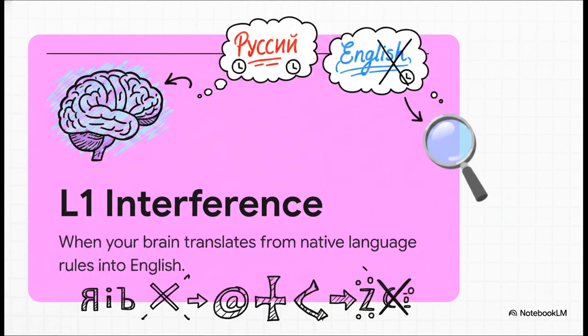Well, the reason we do this is because of something called L1 interference. This is literally when your brain tricks you by translating directly from the structural rules of your native language, your L1, into English. For example, Russian narrative often uses present forms to make past events sound really vivid and immediate. And that creates a psychological trap that causes these present for past slips when that speaker switches over to English.